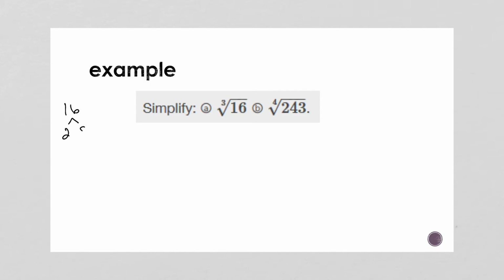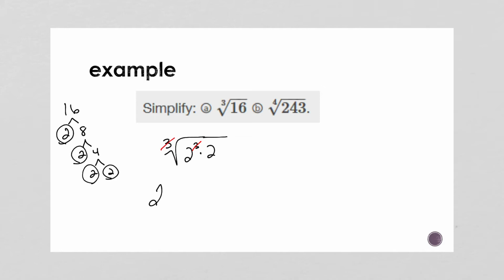So we've got 2 times 8, 2 is prime, 2 times 4, 2 is prime, 2 times 2. Okay, so we've got 4 2's, right? And we only want the cube root of 16, which is 2 to the third power times 2, right? And so this 3 cancels that one, but I'm still left with one 2 that's under that radical. So I've got a 2 on the outside. I've got a 3 in the index. That doesn't go away. And there we go.